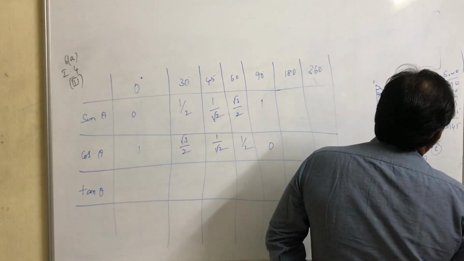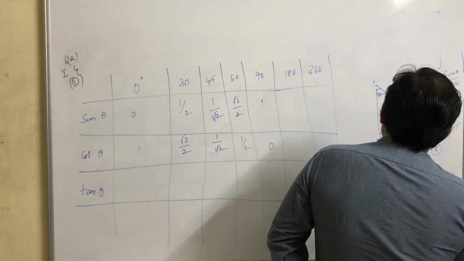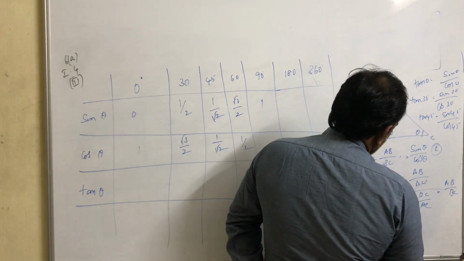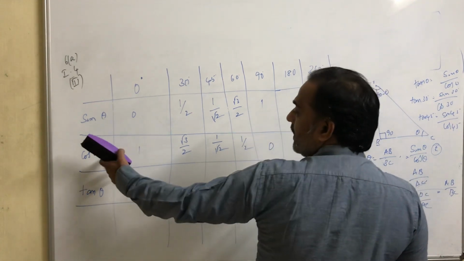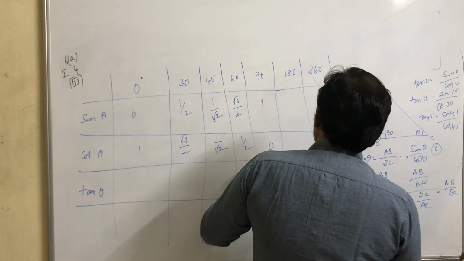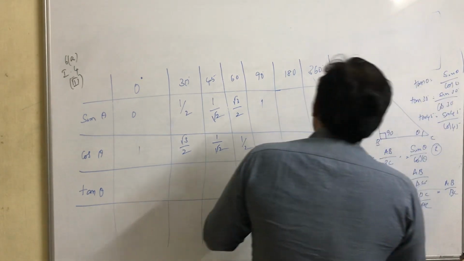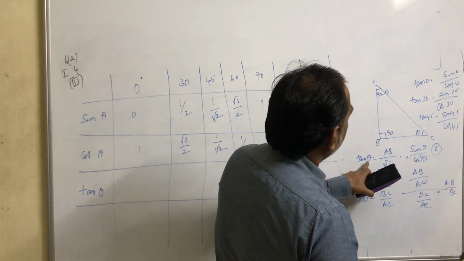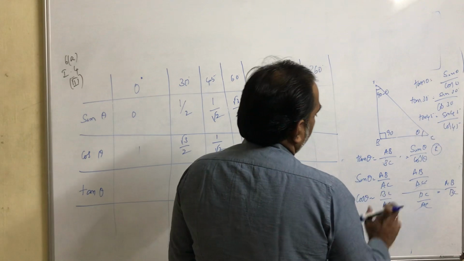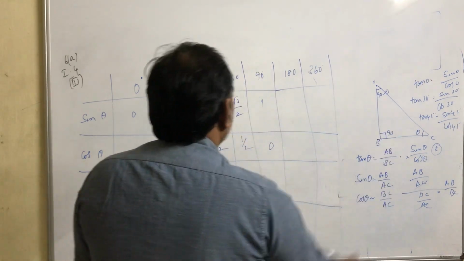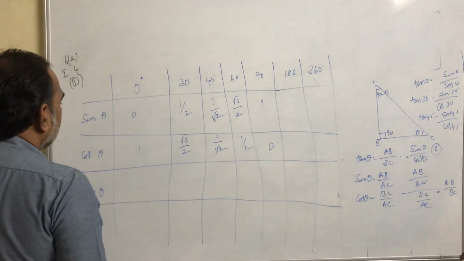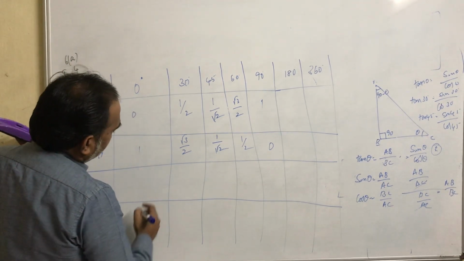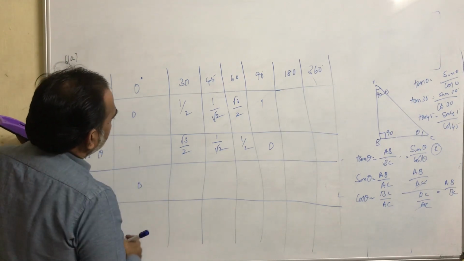We should avoid certain boundary values, because if we give 90, tan will become infinity. We need to avoid those types of boundaries. Otherwise tan theta is sin theta by cos theta. Now 0 by 1, what is that? 0. Tan 0 is 0.